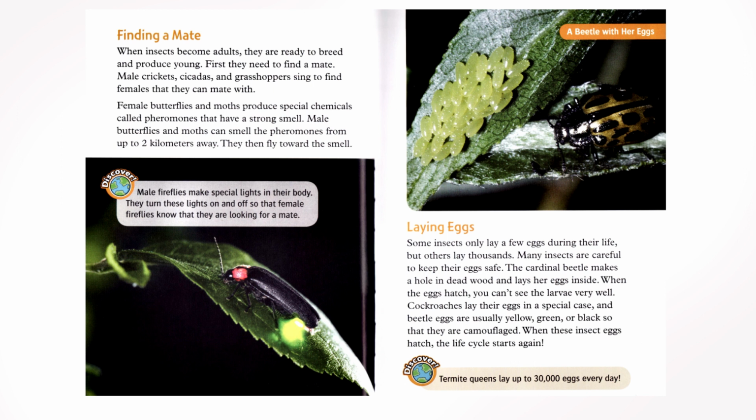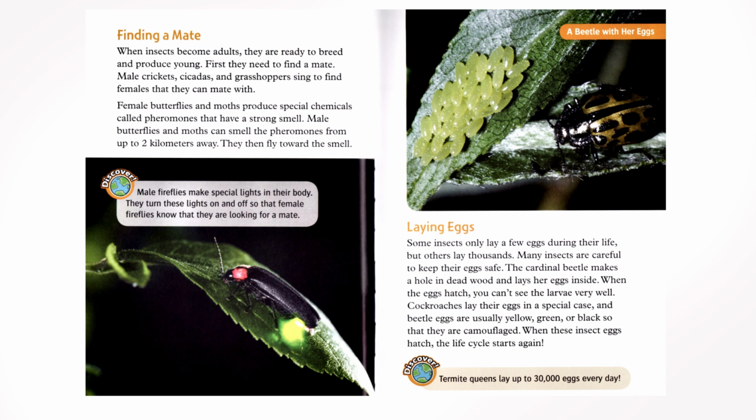Laying eggs. Some insects only lay a few eggs during their life, but others lay thousands. Many insects are careful to keep their eggs safe. The cardinal beetle makes a hole in dead wood and lays her eggs inside. When the eggs hatch, you can't see the larvae very well.